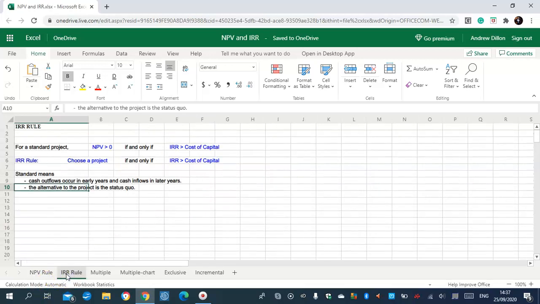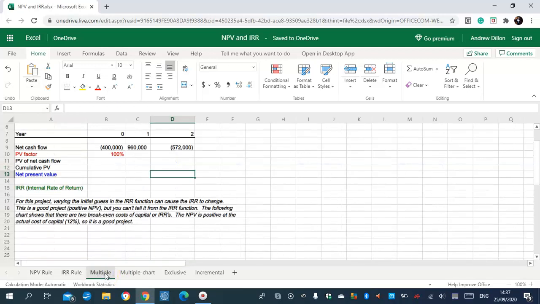Okay, the next sheet doesn't require any calculations. It's just the simple rule of internal rate of return. The standard assumption is that cash outflows occur in early years and cash inflows in later years. The alternative to the project is the status quo. So that's the basic sheet on the information for internal rate of return. Now we're going to go into the multiple sheet.